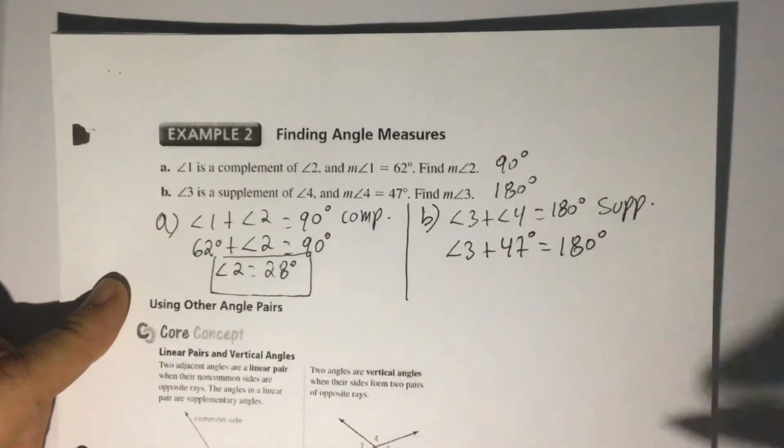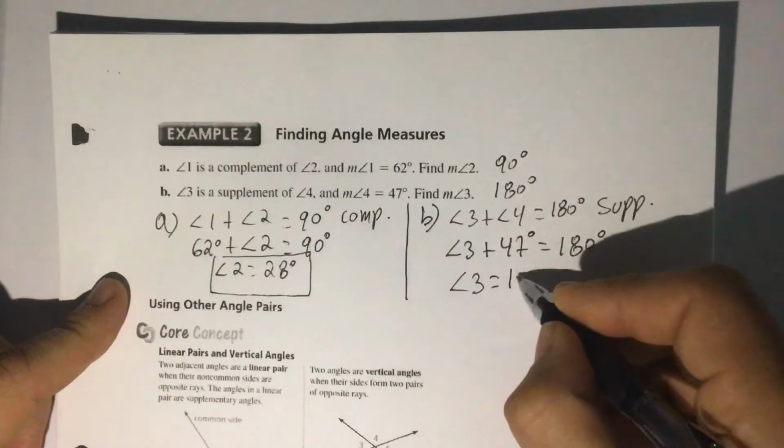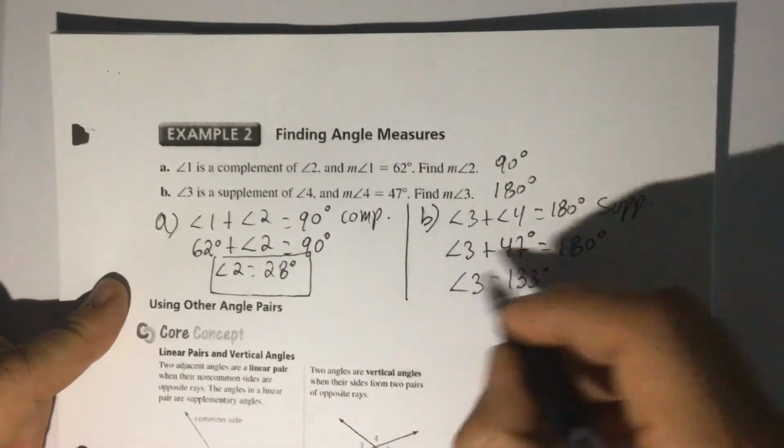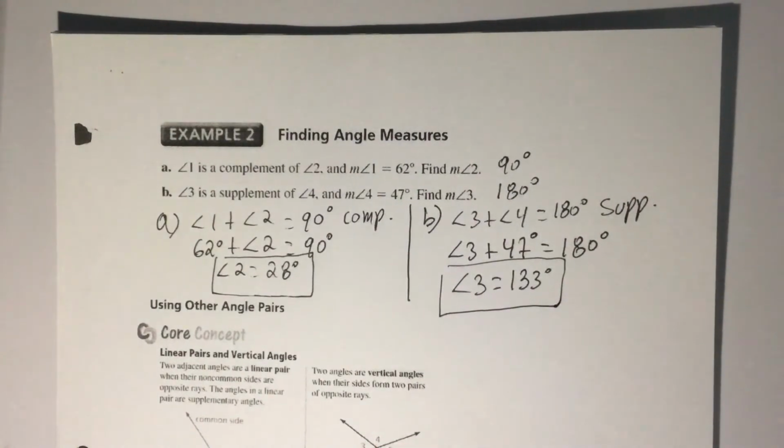Subtracting 47 from both sides of the equation should give you angle 3, which in this case is going to be 130 degrees. And that is the supplement. Angle 3 is the supplementary angle of angle 4.